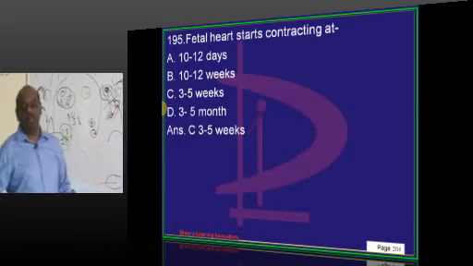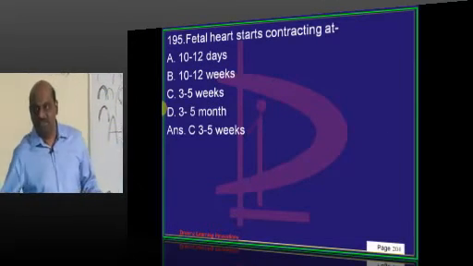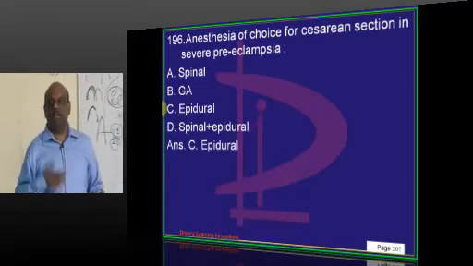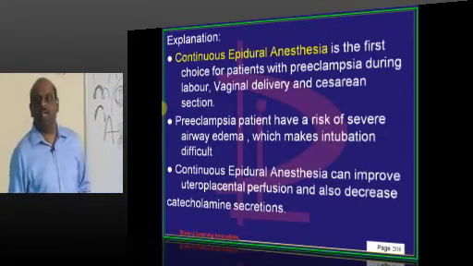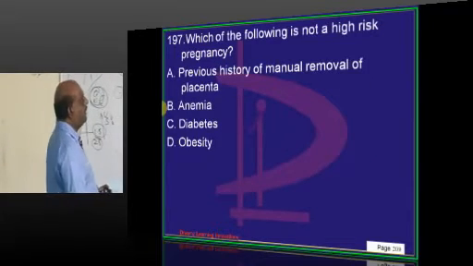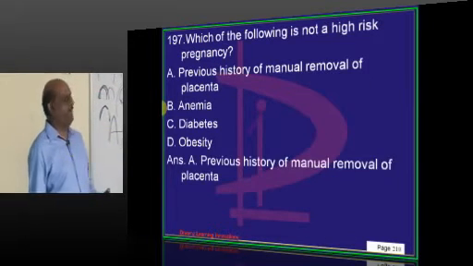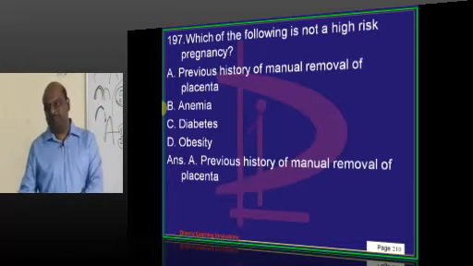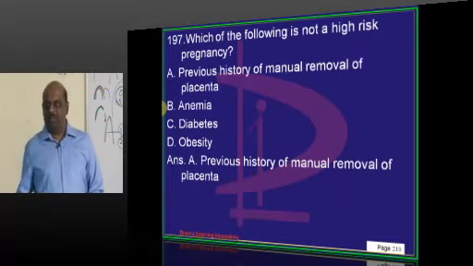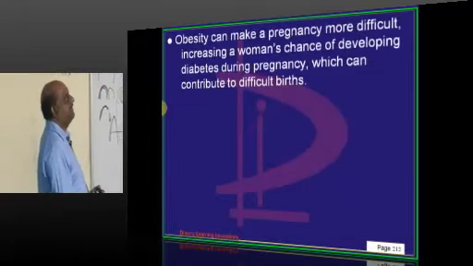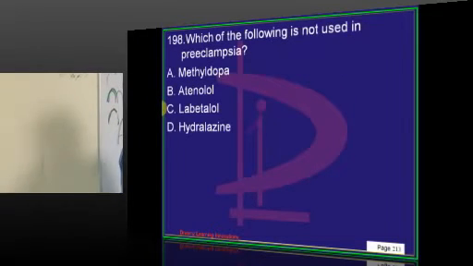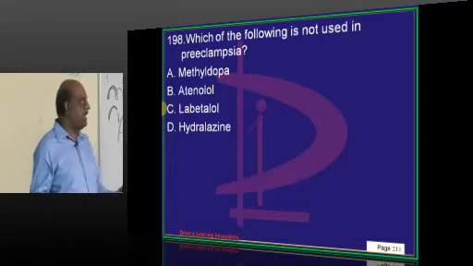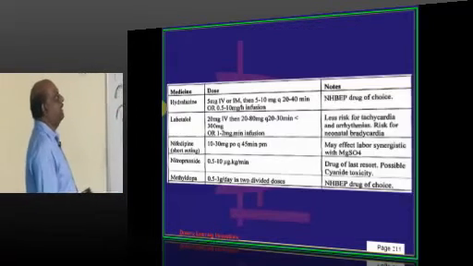Fetal heart, when do you start looking at it? 3 to 5 weeks. Another routine question on the Doppler. Cesarean section in preeclampsia, the most preferred one is epidural to be given. High risk pregnancy involves everything, but earlier manual removal of placenta is not, as most of the labors require manual removal of placenta. So that does not constitute a high risk definition. Now in preeclampsia, we don't use atenolol, we use labetalol, hydralazine, methyldopa, etc.